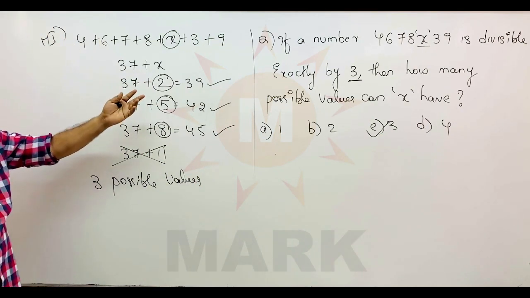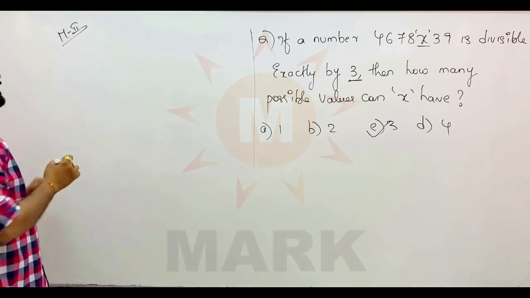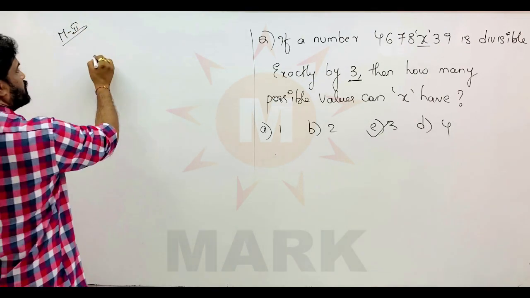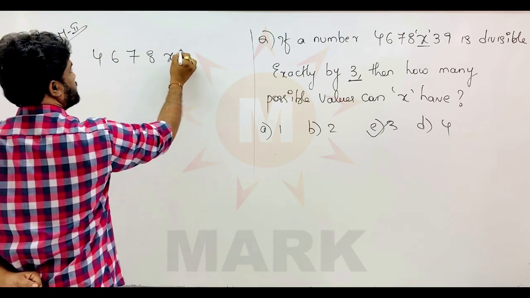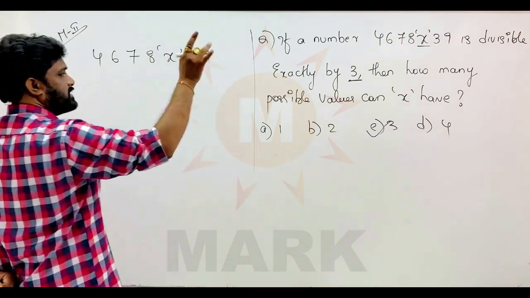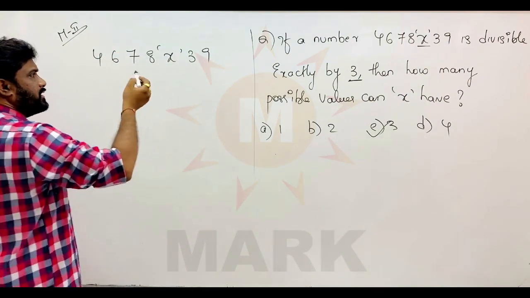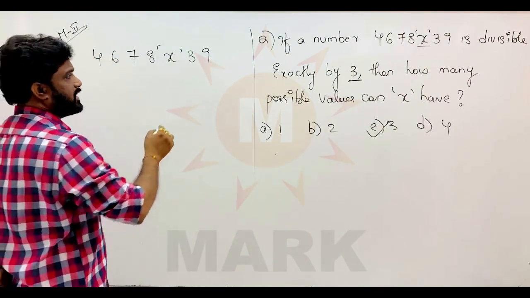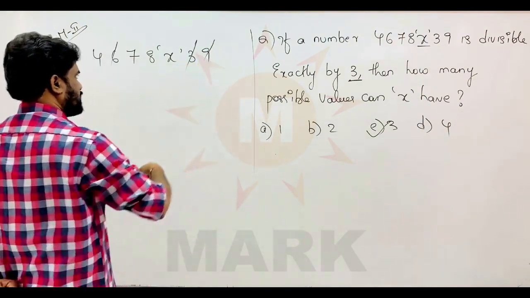We can also get the answer by using the cancellation technique. So method 2, the cancellation technique: 4, 6, 7, 8, x, 3, 9. What is the cancellation technique rule? First we will strike off zeros. Zeros are not there, leave it. Then we will take the single digit multiples of 3 and strike them off. 3 is striked off, 6 is striked off, 9 is also striked off.